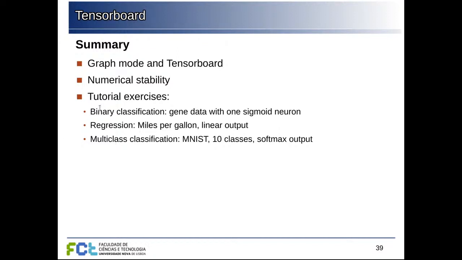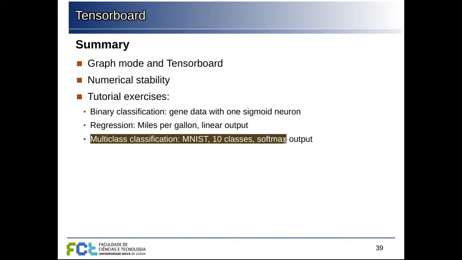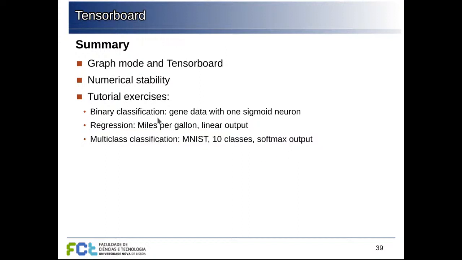So for today, start with the binary classifications, using the gene data with one sigmoid neuron, and then also you can apply that to the banknotes data set. So this is basically what I showed you in more detail during the lecture, and you have in the lecture notes. Then you're going to solve the regression problem of those miles per gallon and the multi-class classification with the MNIST dataset. And basically, this covers the three types of activation functions for the output and loss functions that we've been looking at in this lecture.